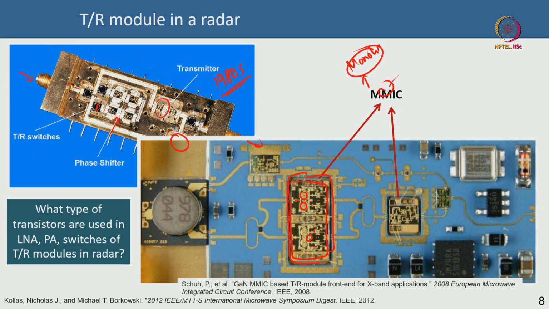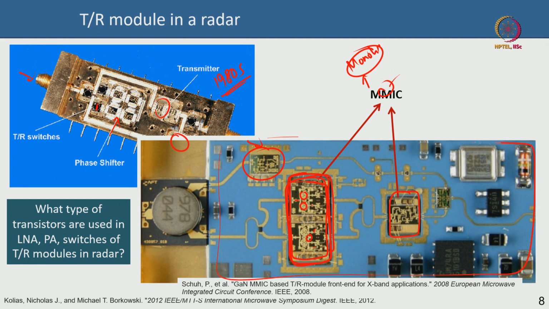This could be maybe a power amplifier. This entire thing is an MMIC, but this could be a power amplifier. This could be another component, maybe a low noise amplifier. I am not saying this is a low noise amplifier; I have not read through this paper, but just to give an example that MMICs are used extensively in radar. This is another MMIC. One of them could be a power amplifier, one a low noise amplifier, one the switch. Each of them is an MMIC, and then they are integrated on this entire board.